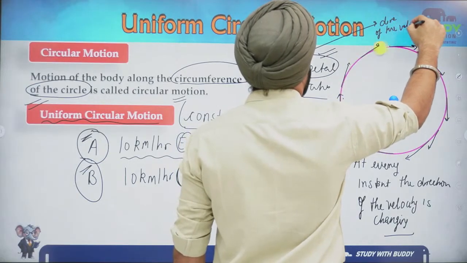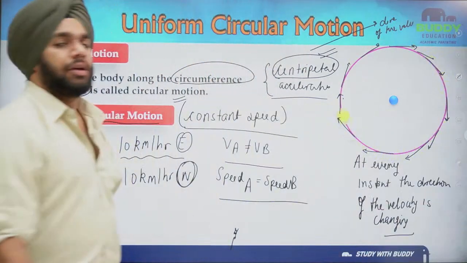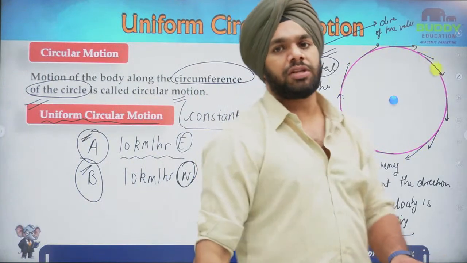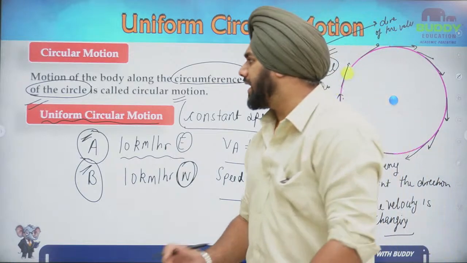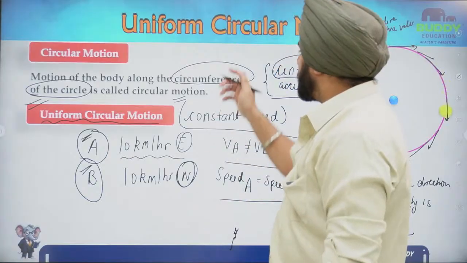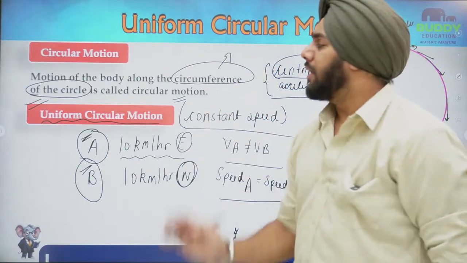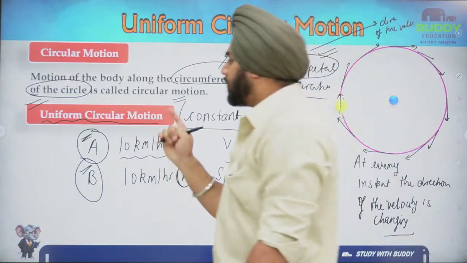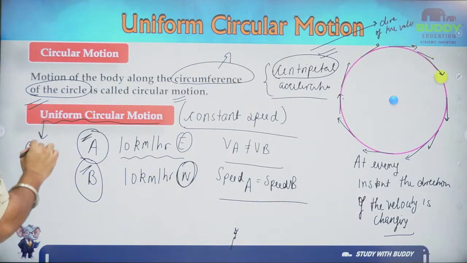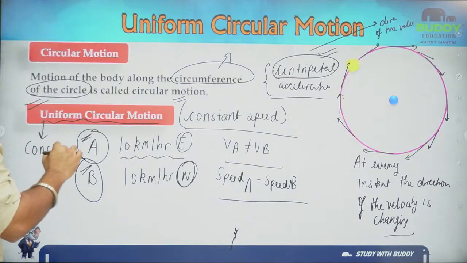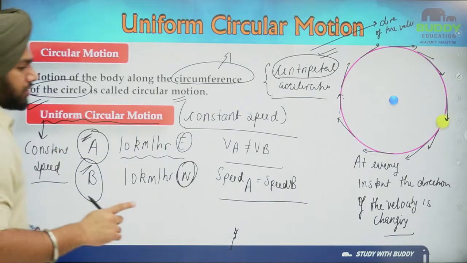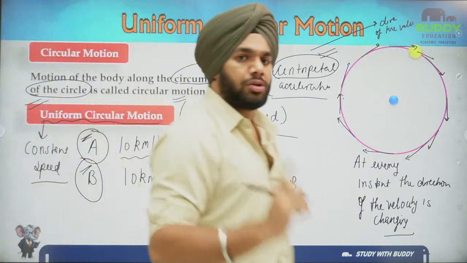Are yes or no? So remember, in uniform circular motion, the particle is exhibiting its motion under the circular path, along the circumference of the circle. Why are we calling it a uniform circular motion? Because speed is constant. Okay, constant speed. But don't get confused that if speed is constant, velocity is also constant. No, velocity is not constant.